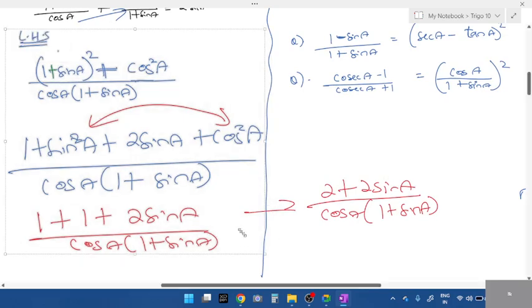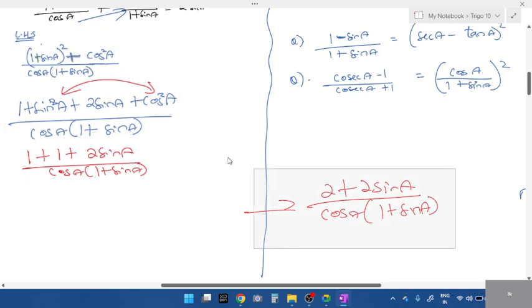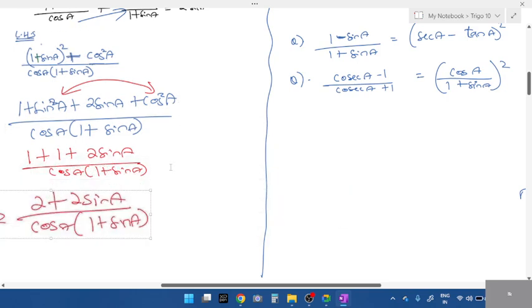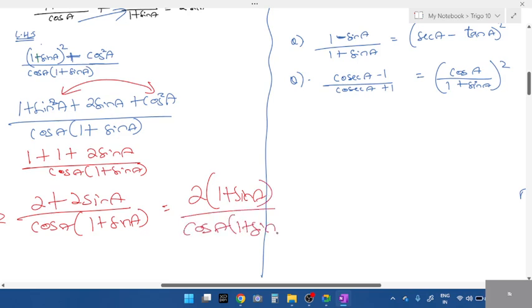Right hand side, one question is for homework, students. I will tell you how to do it. Complete it tomorrow and we will start at 5. Okay, let me do this. Take 2 common, 1 plus sin A divided by cos A. So 2 by cos A is equal to 2 sec A. This is the answer.